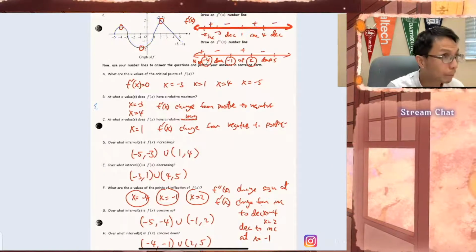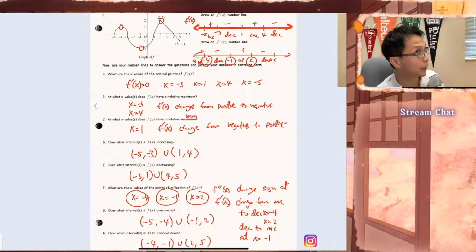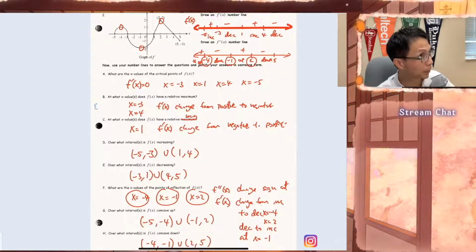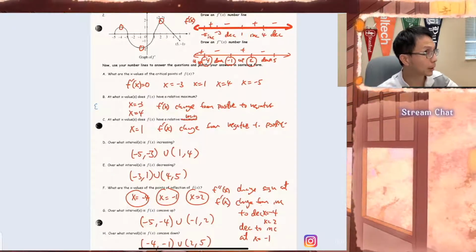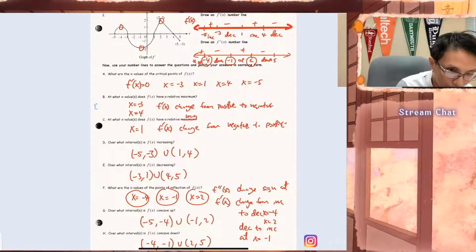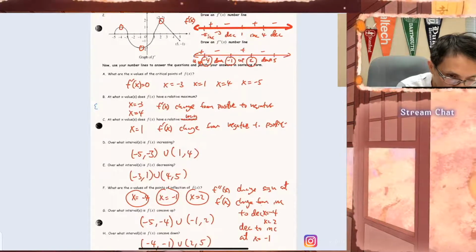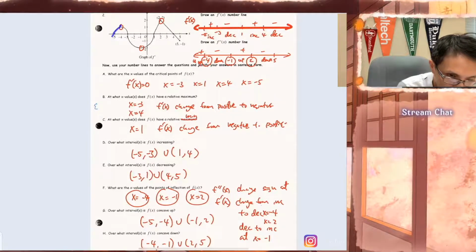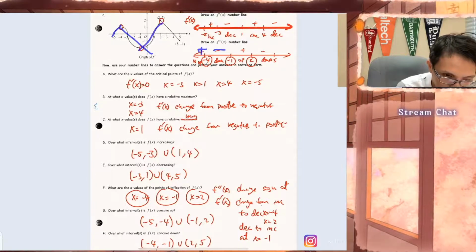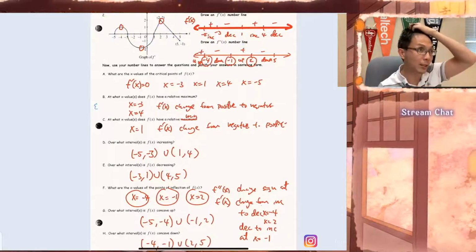I thought you told us we can't do endpoints. Critical points can be endpoints, but the mean value theorem cannot be endpoints. So a critical value can be endpoints. Also, this is the second derivative. If you look at the function, when it goes up, it's positive; when it goes down, it's negative. So you look at the slope of it.